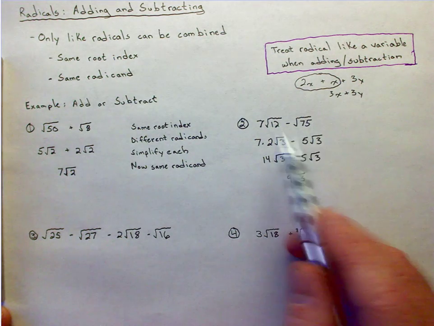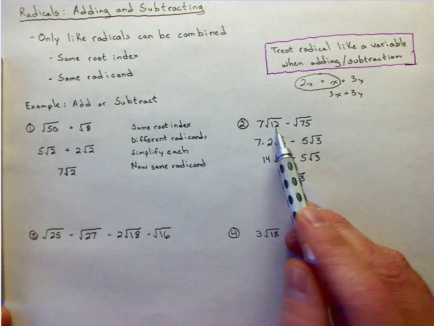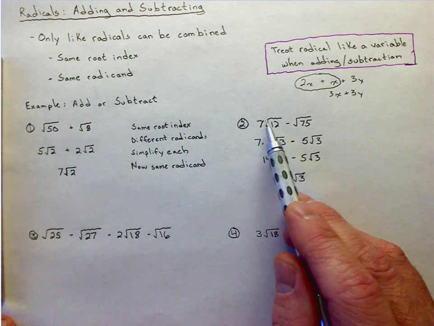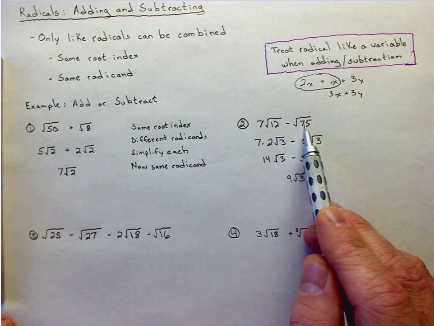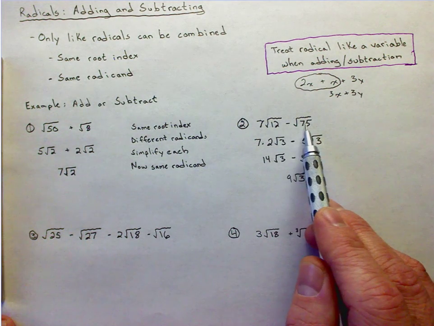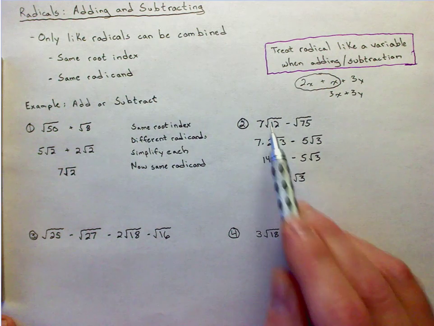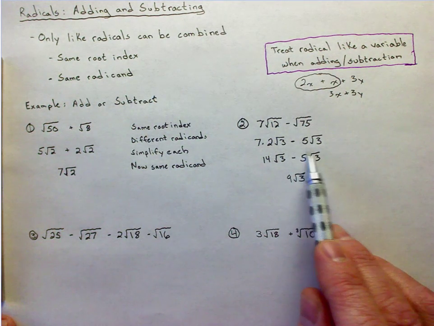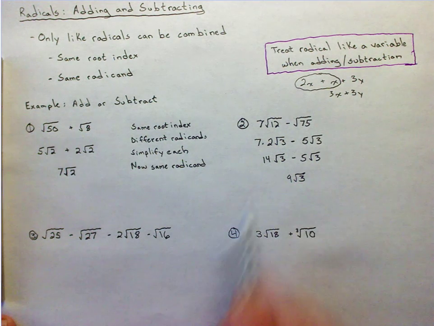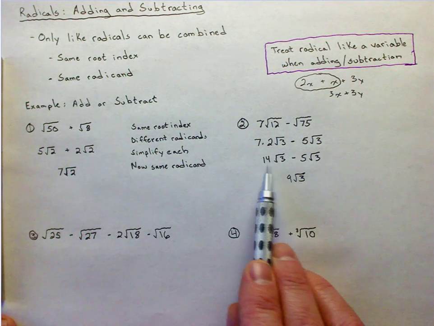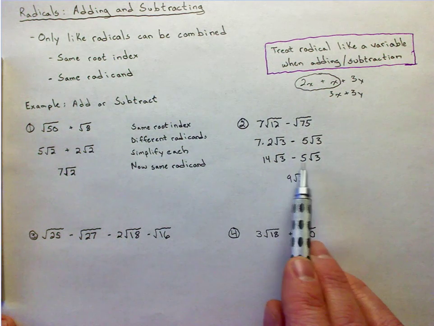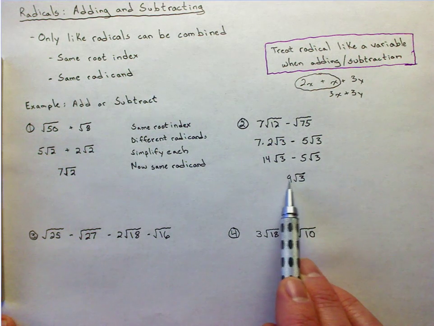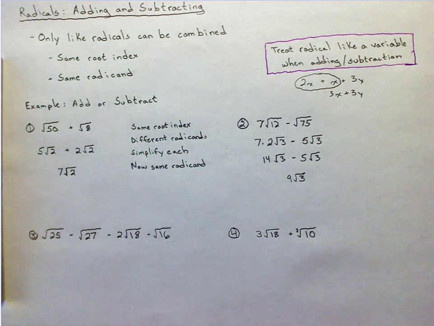Another example, we have 7 square root of 12 minus the square root of 75. Root indexes are the same, but my radicands are different. So let's simplify them. The square root of 12 turns into 2 square root of 3. The square root of 75 turns into 5 square roots of 3. 7 times 2 is 14, so 14 square roots of 3 minus 5 square root of 3. 14 minus 5 is 9. 9 square root of 3 is my answer.